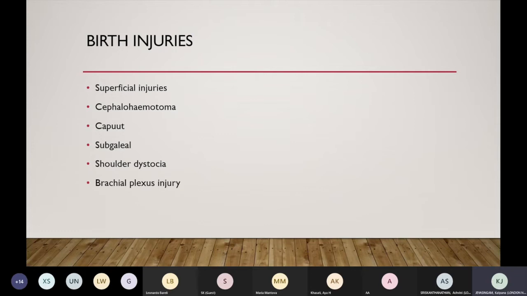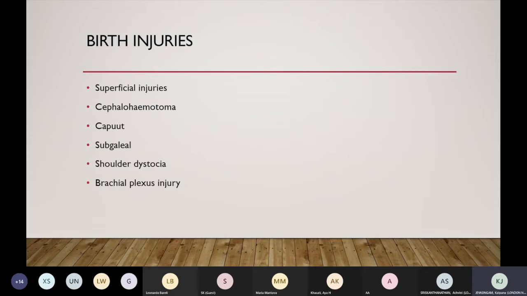So the next topic is birth injuries. Again, there are a couple of different types of injuries that can happen. Superficial injuries, as the name says, could be cuts or small lacerations as part of the delivery process, in which case, in the majority of cases, you don't do much. If it's just a small laceration, which is not even bleeding and it's not deep, you just explain it to parents and ask parents to keep an eye on it.